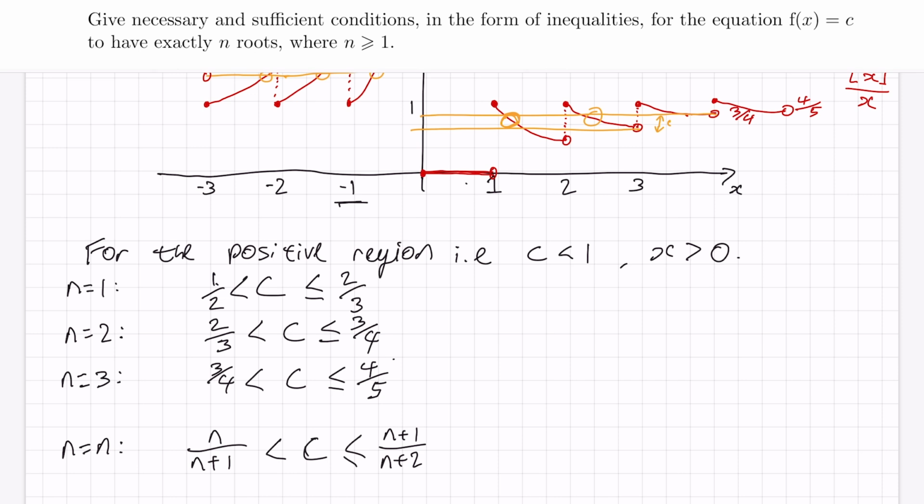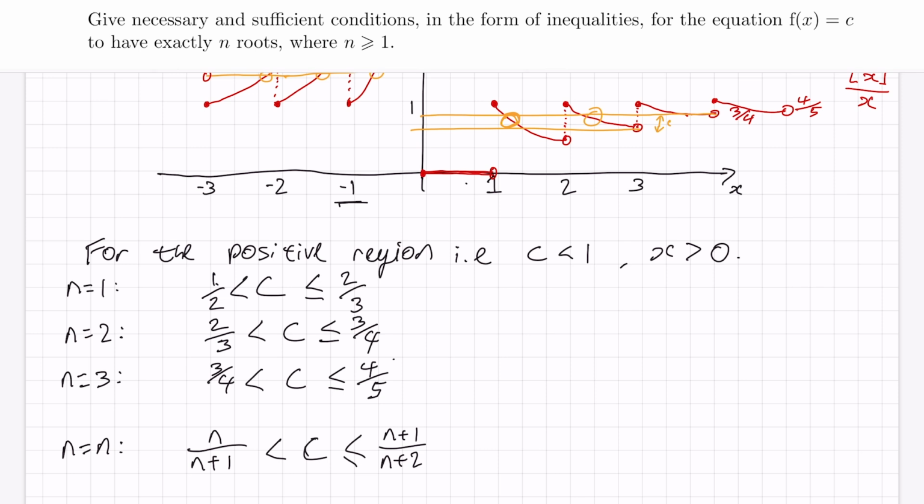Okay, so does that make sense? Well, let me try some of the values I've already worked out. For n equals 2, plug in, I get 2 over 3, less than C, less than or equal to 3 over 4. Works perfect. For n equals 3, 3 over 4, less than C, less than or equal to 4/5. Okay, that seems perfectly good to me. That seems to follow my trend. That would be enough to get the marks in the exam.